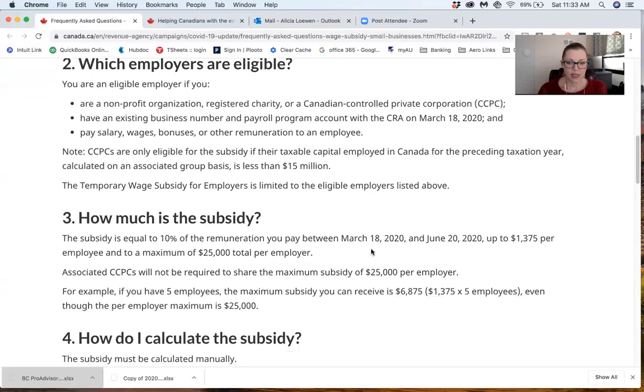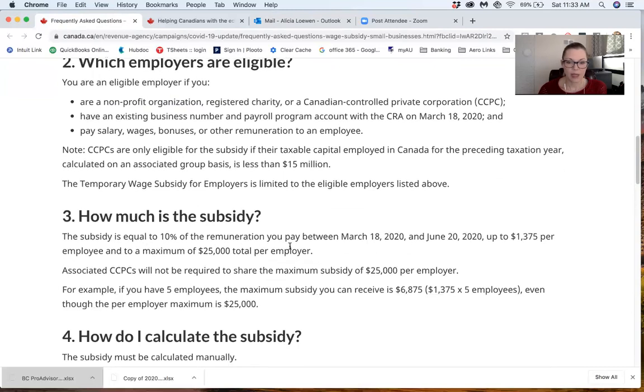How much is the subsidy? It's going to be 10% of wages between this time period, March 18th and June 20th, but there is a maximum per employee and a maximum overall for the employer. So up to $13.75 per employee and to a maximum of $25,000 per employer.